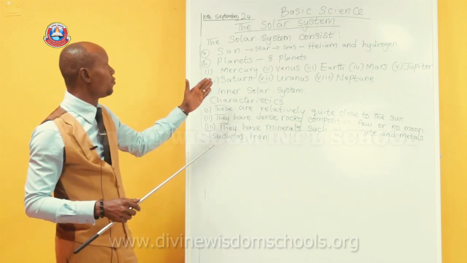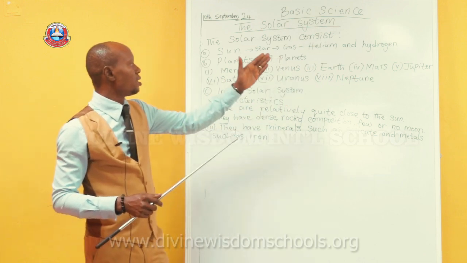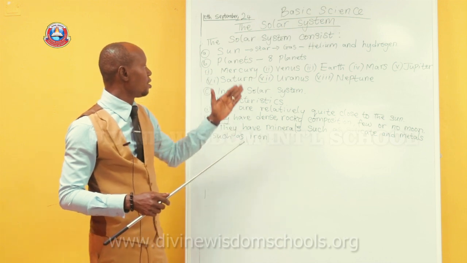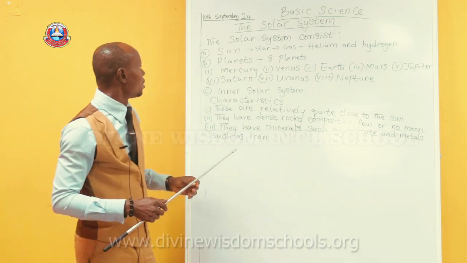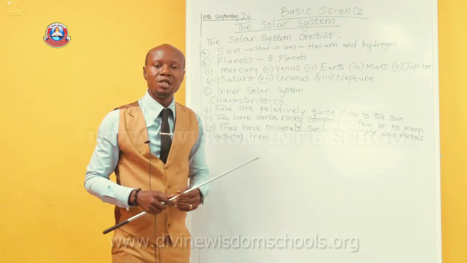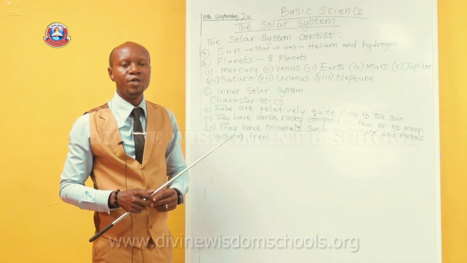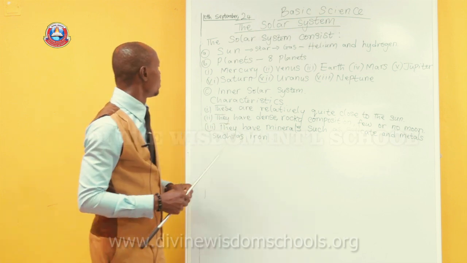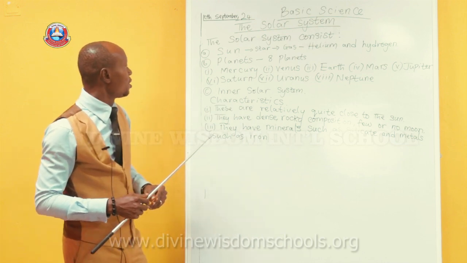They are Mercury, Venus, Earth, Mars, Jupiter, Saturn, Uranus, and Neptune. The ones that are closer to the sun move more quickly because of the sun's gravity. And so we move on to look at these same planets.